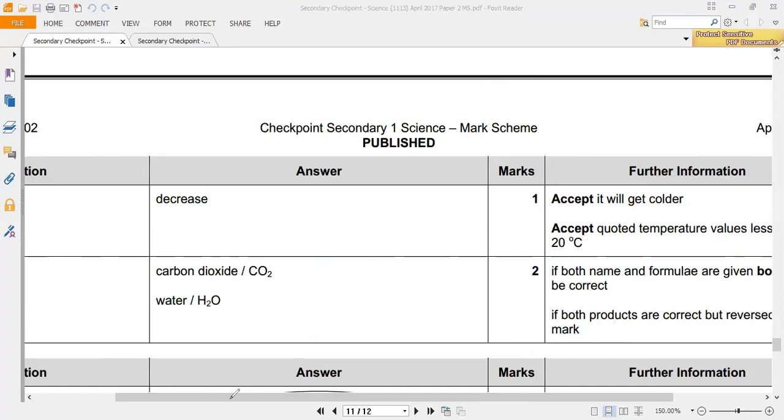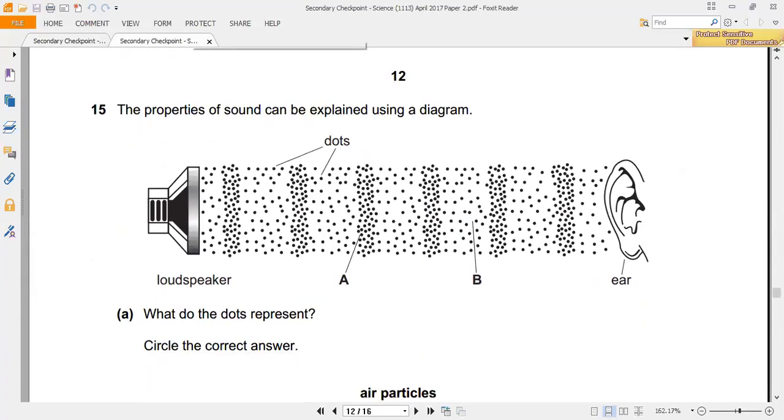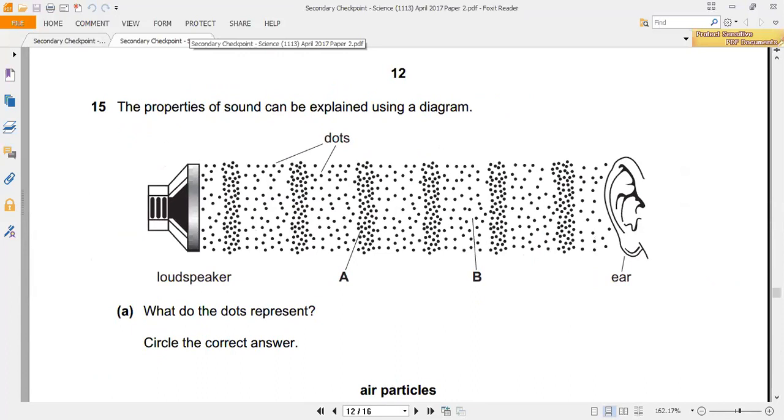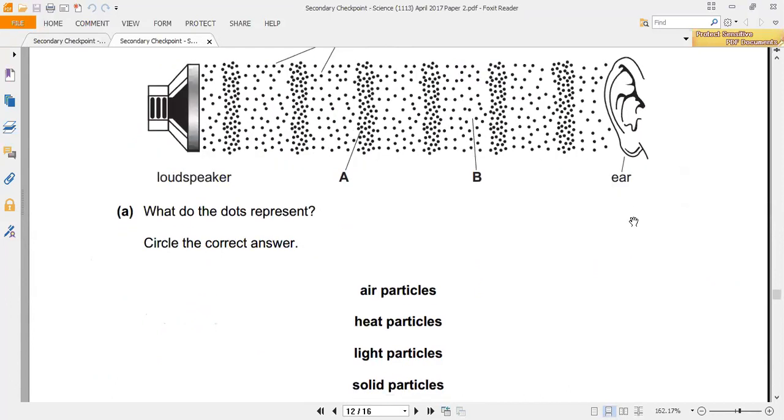Back to our exam. Question number 15 is talking about sound. The properties of sound can be explained using a diagram. Here's the loudspeaker, and we have A and B. Those are dots, the particles of the matter or the medium, and here is the receptor, the ear. What do the dots represent? Circle the correct answer. Of course, air particles.